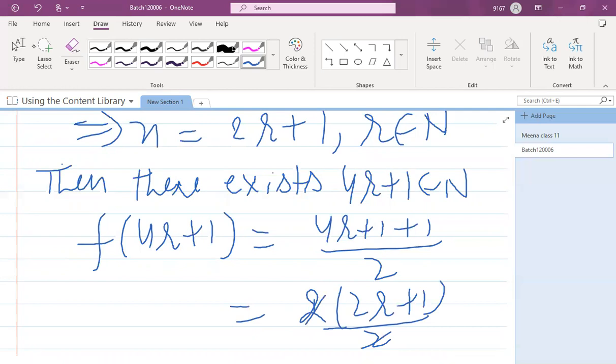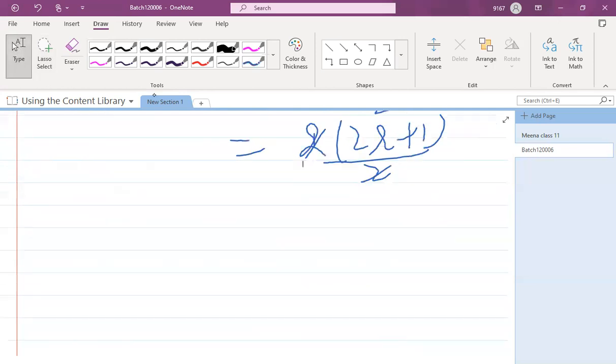Therefore, f is onto. So 2r plus 1 is again giving a natural number. So it is onto.